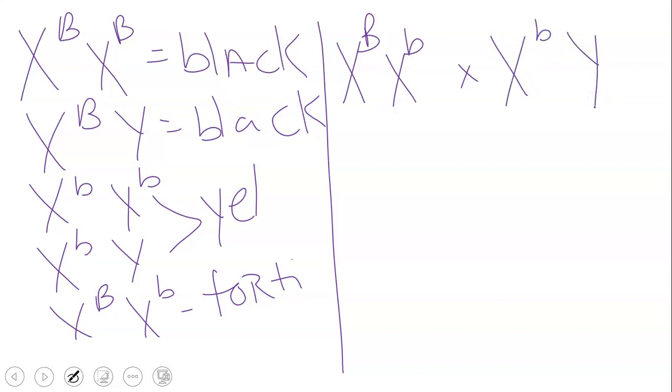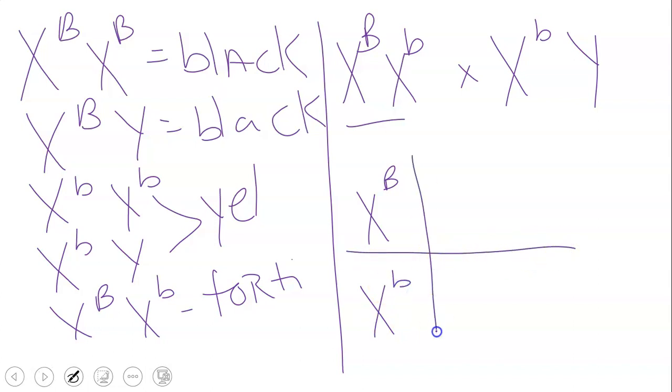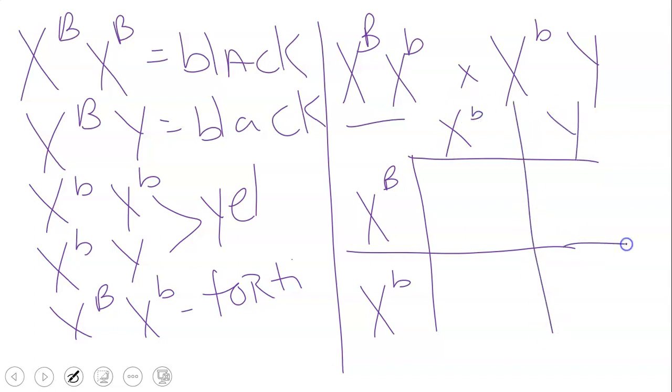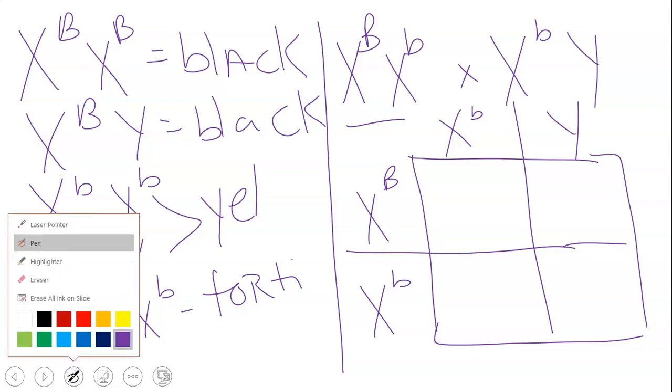So let's do our Punnett square. I'm going to put mom on the side. So she's going to be X big B, and half of her gametes are going to be X little b. And we'll put dad on the top, so he's got an X little b and a Y chromosome in his other gamete. Okay, so the X and Y chromosome in a male are homologous and they sort during meiosis.